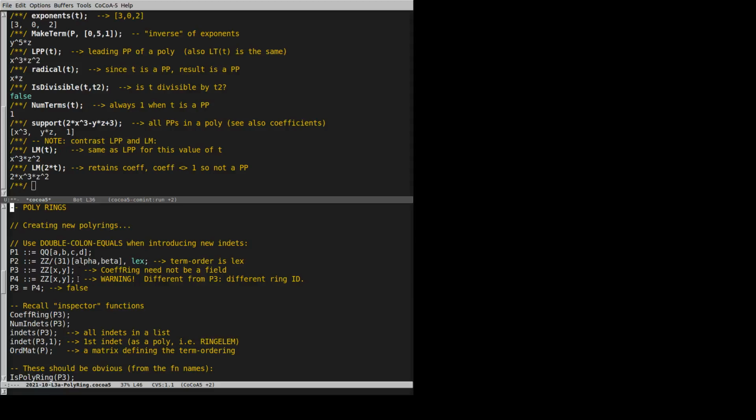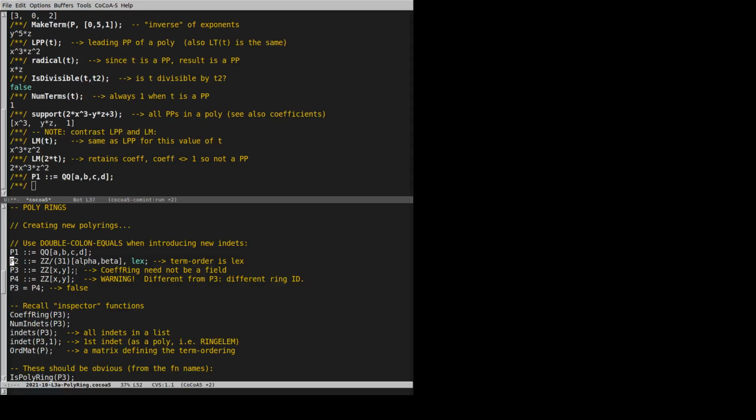P3 and P4 at first glance appear to be identical. In some sense they are. It's the same polynomial ring and the same term ordering, but when we create them in CoCoA, CoCoA doesn't check to see if a ring like this one has already been created. It simply creates a new one. So they'll have different ring IDs, and as far as CoCoA is concerned, they're different rings.